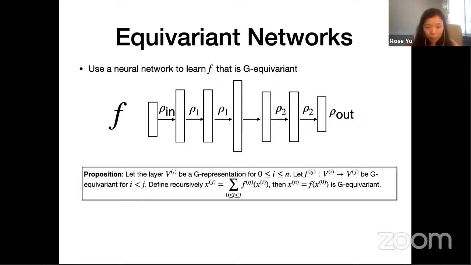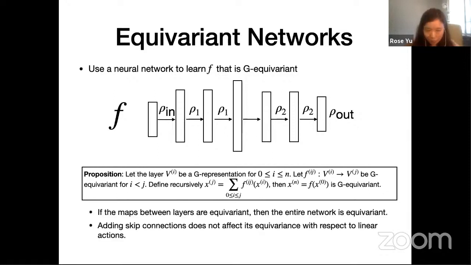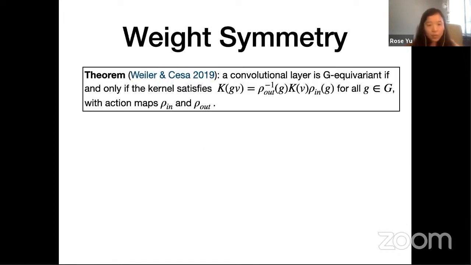So in our paper, we proved a simple proposition that says if every layer is equivariant, then the entire neural network is equivariant. Even in the presence of residuals like skip connections, it does not change the equivariance property of this construct. So how can we implement this in practice? There is a very well-known result recently published by Weiler and Cesa, which gives the sufficient and necessary condition for building equivariant neural networks.